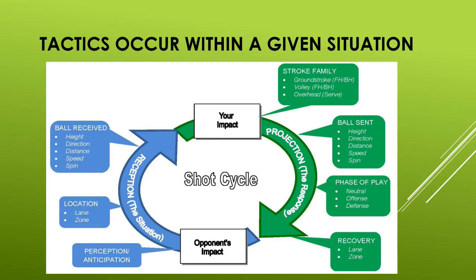Each shot, or shot cycle, has 2 halves. The first is everything a player must deal with to receive the ball. This creates the situation and presents a problem for the player to solve.